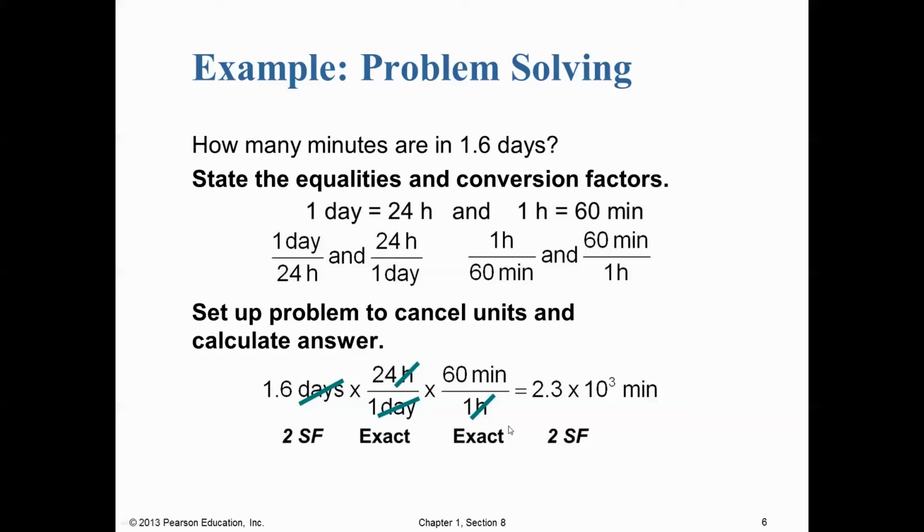And if we round to 2 sig figs, because we have our starting number known to 2 sig figs, these are all same measurement systems, so they're exact. We can only know our answer to 2 sig figs, so that becomes 2.3 times 10 to the third minutes, or it could also be expressed as 2,300 minutes. Either would be acceptable.